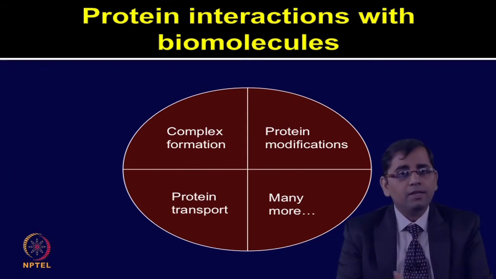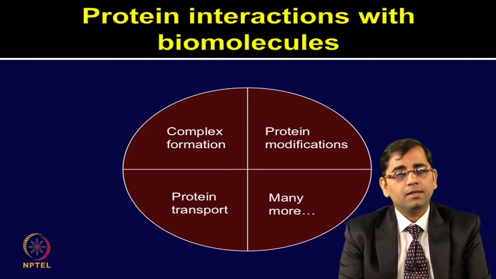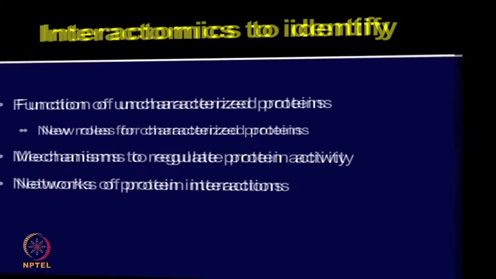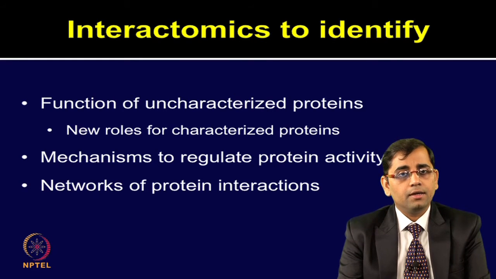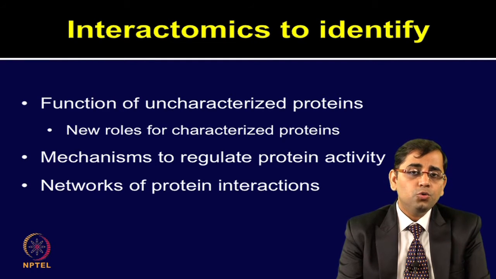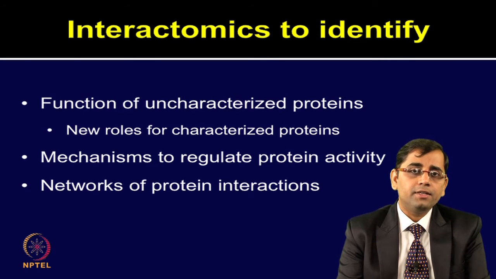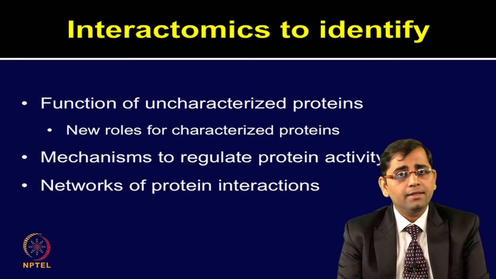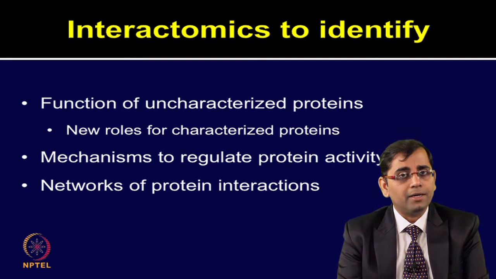Protein interactions form complexes which modify the proteins and help in protein transportation, and affect the various functions in which they are involved. Interactomics aims to identify the function of uncharacterized proteins so that one can assign new roles to various proteins. The mechanism to regulate protein activity can also be understood by studying the interactions. The network of protein interactions provides valuable information for crucial life processes like signal transduction and biochemical pathways in which they are involved.